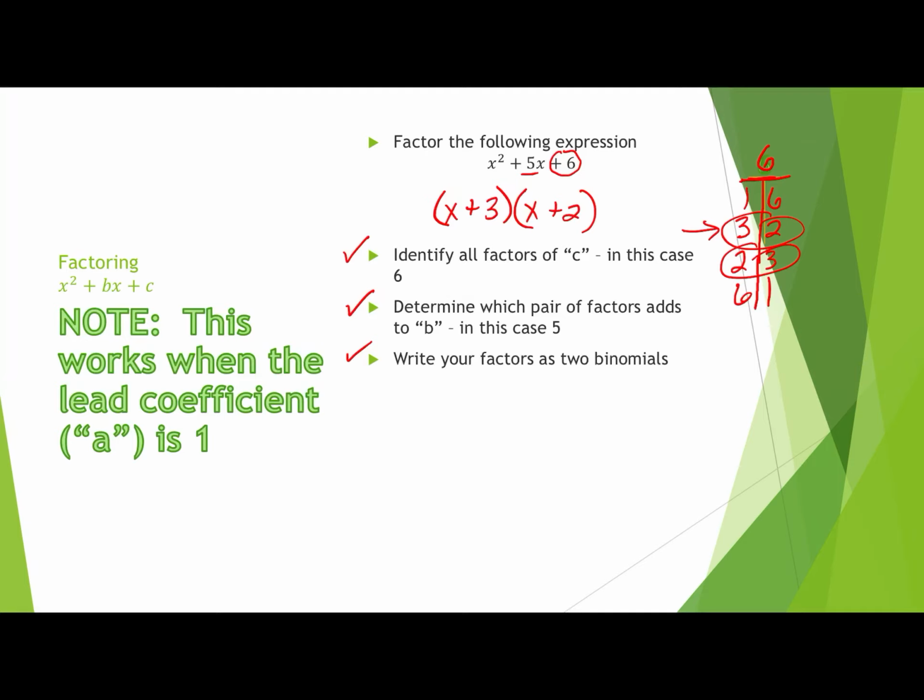And so the natural question that I always get is, what if I put the x plus 2 first? Does that matter? And so that would be no, it doesn't matter. Because we're multiplying these two binomials, it's commutative, right? So it doesn't matter what order you multiply in, you still get the same answer. So it doesn't matter if you put the x plus 3 first or the x plus 2 first.